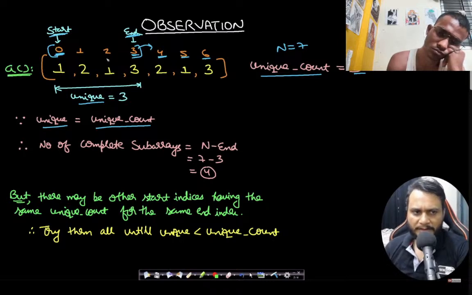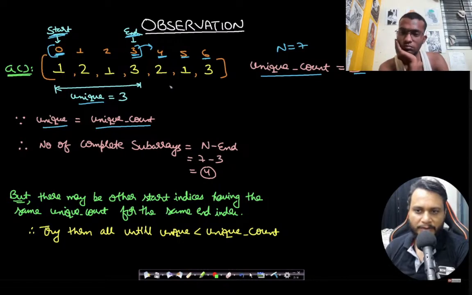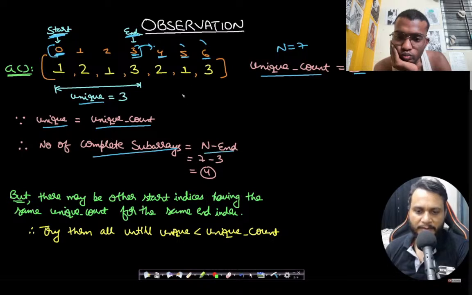Okay, so that is why if you have found a subarray from a given start to end point having the unique count equal to the total unique count of the array, then from the same start point you can start extending to n plus 1, n plus 2, n plus 3, and so on till the end. So the number of complete subarrays with the same start point will be equal to n minus n in this case, which is 7 minus 3, which will be 4. That means 0 to 3, 0 to 4, 0 to 5, and 0 to 6, all of them.